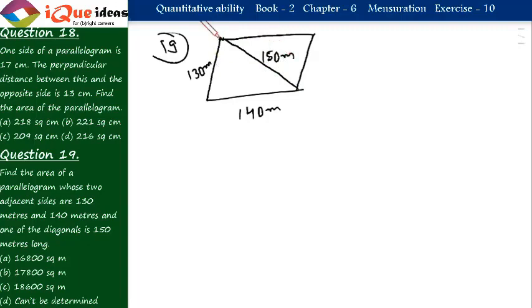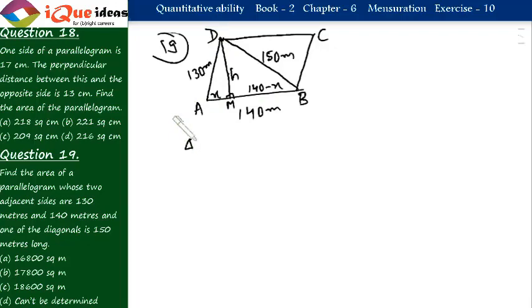Let's drop a perpendicular from this vertex to the opposite side. Then this is height h. Let's say these vertices are A, B, C, D, and the foot of the perpendicular is M. Let's assume that AM is x. Then MB will be 140 minus x. So what we have done is we have dropped a perpendicular from D to AB. So DM is the height of the parallelogram. Once we are able to find the height, the area will be base into height.